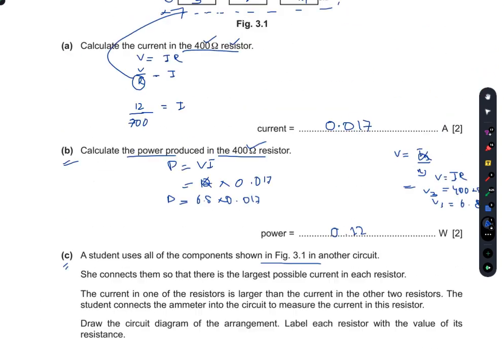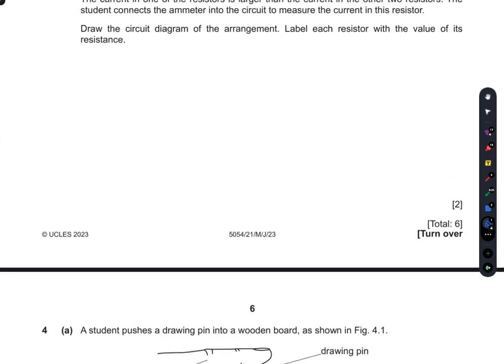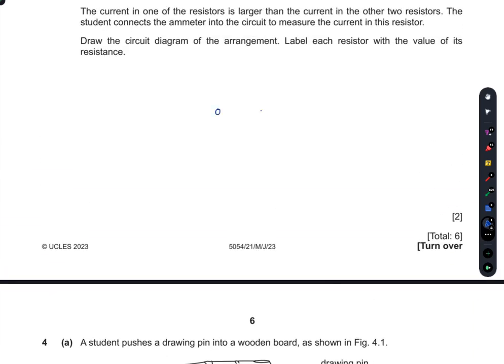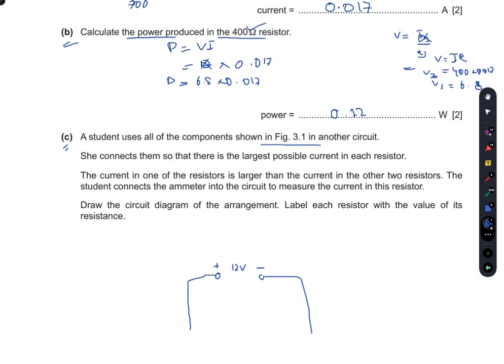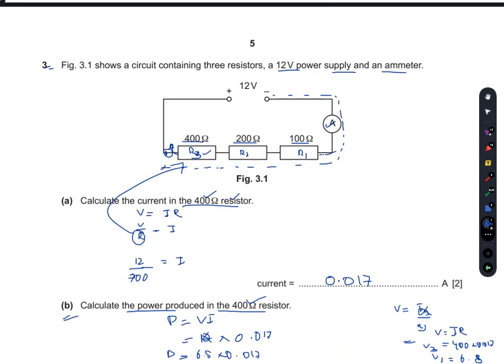So first of all, you will have to put a power supply here. So this is the 12 volt. It will remain the same, and this would be a parallel arrangement. Why would this be the parallel arrangement? Because he says that there is the largest possible current in each resistor.